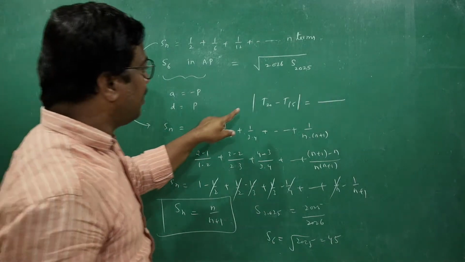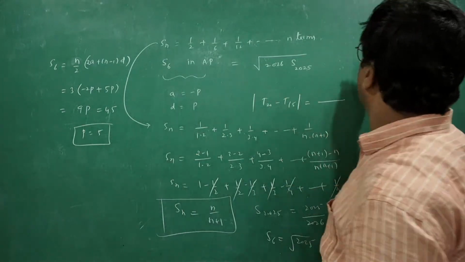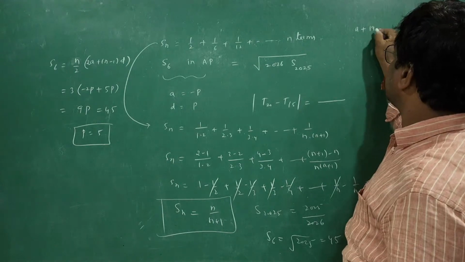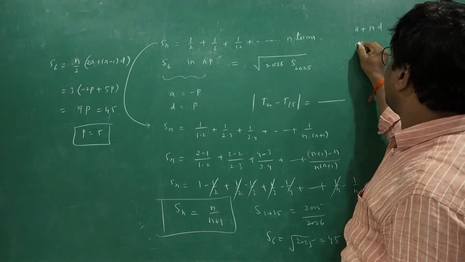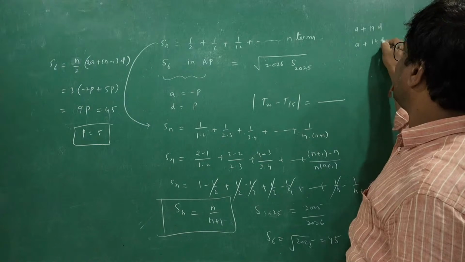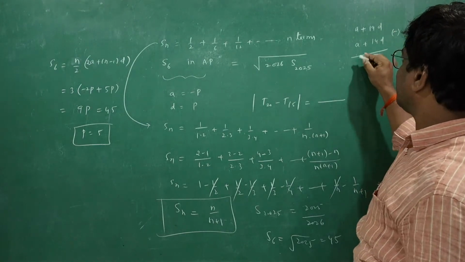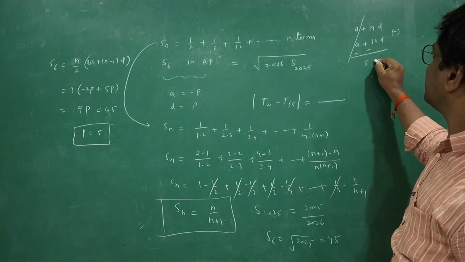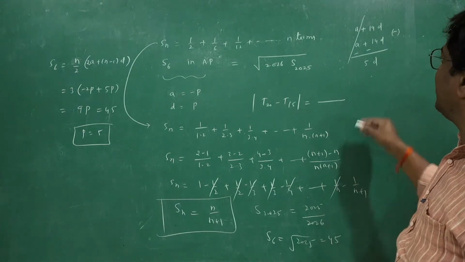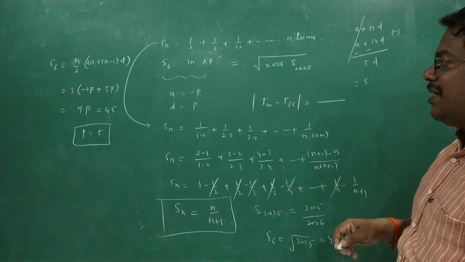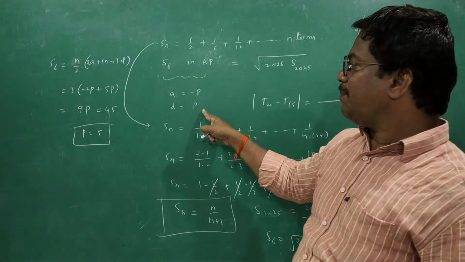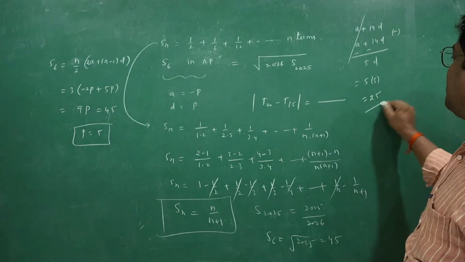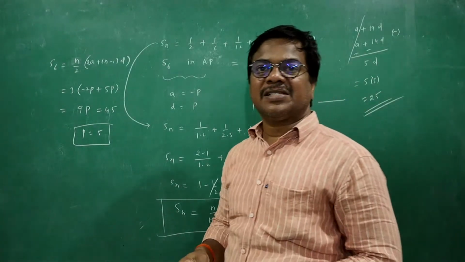What is required? T20 minus T15. T20 is a plus n minus 1 into d, and T15 is a plus n minus 1 into d. We need this difference. a gets cancelled, you will get 5 times d, the absolute difference is 5d. d is nothing but p is nothing but 5. So 5 into 5, so the absolute difference we got is 25, which is the right answer.